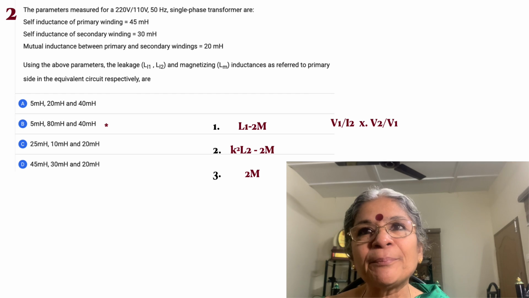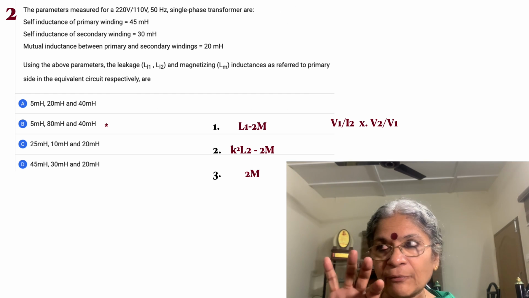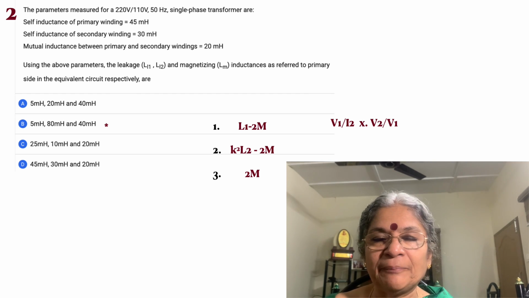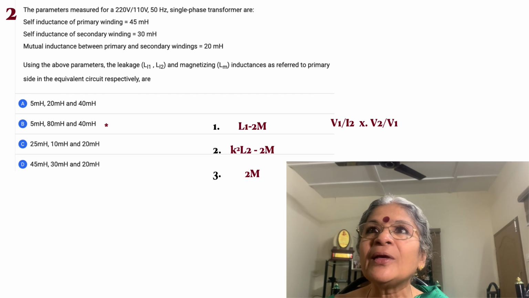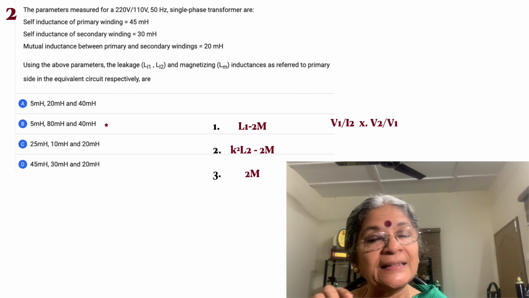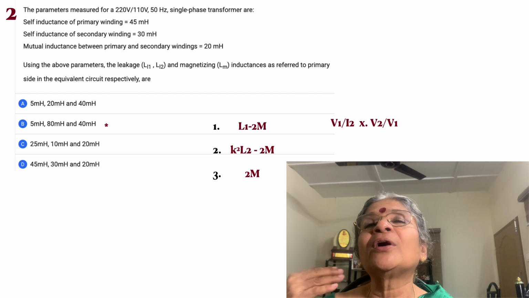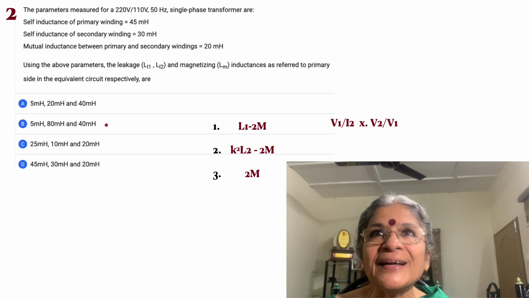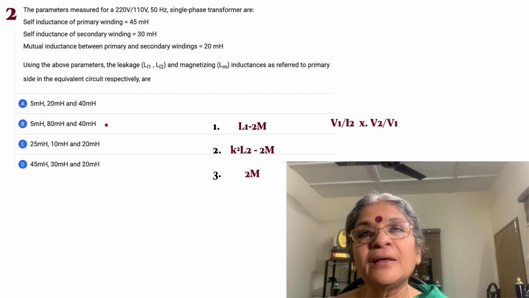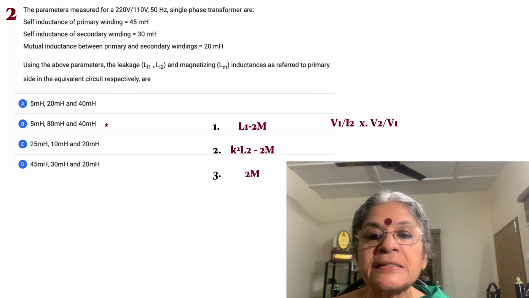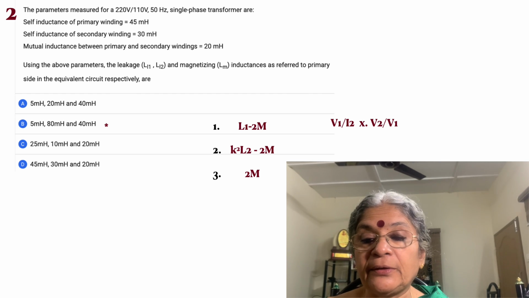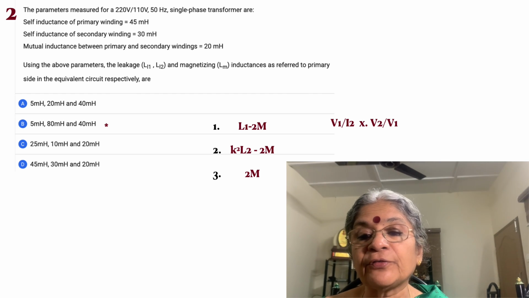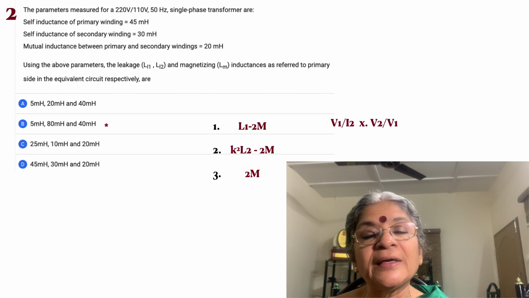What will the primary see as L1? It will see L1 minus 2m. As I said earlier, the negative comes because of this, and then m occurs twice. That's the reason why we have to deduct it. So we have L1 minus 2m, which means 45 minus 20 into 2. So we get it as equal to 5.